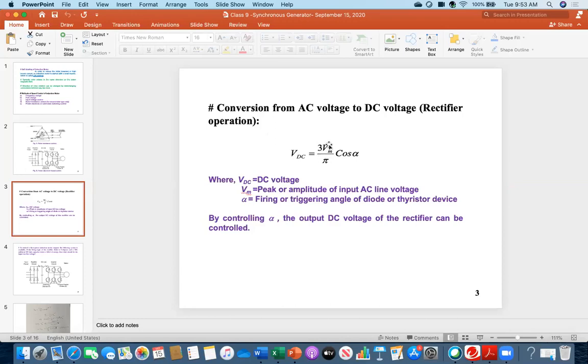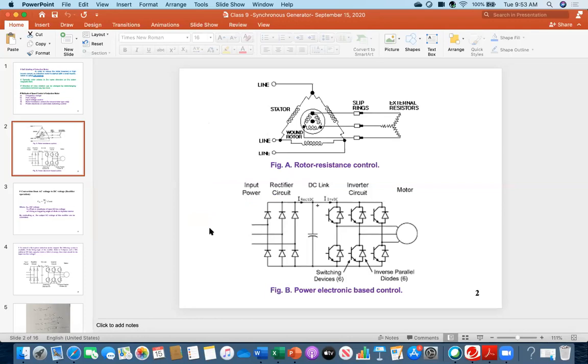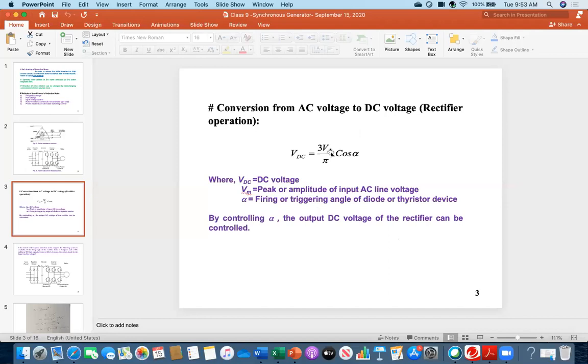That's why 3. Vm is called the peak or amplitude of the input AC line voltage. This means that here you are applying the voltage, and your voltage is sinusoidal. What is the peak of the line-to-line voltage? That is the meaning of that Vm. Keep in mind, this Vm is not the RMS value. This Vm is, as I have clearly written, the peak or amplitude. Soon, in a few minutes, we will solve a problem, then you will get it.